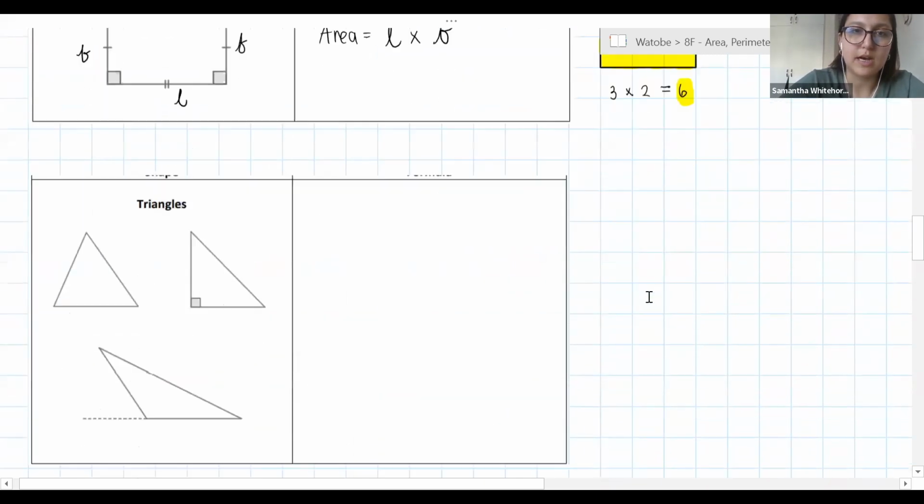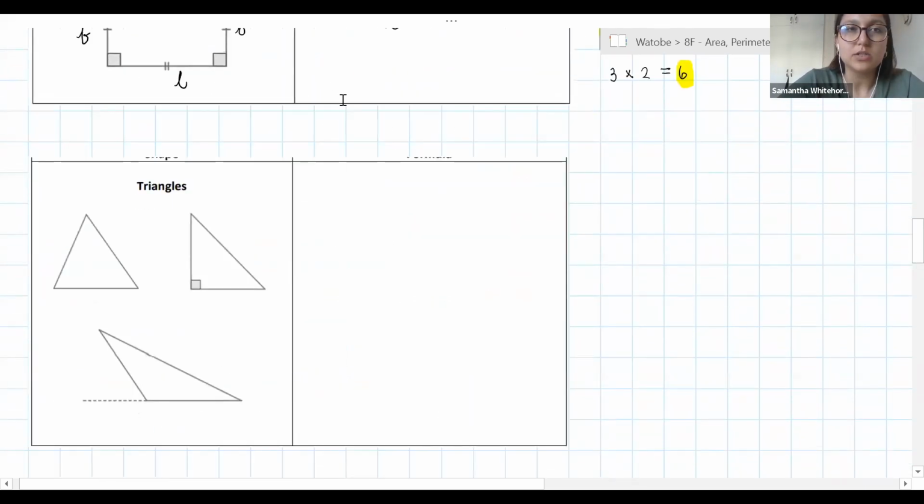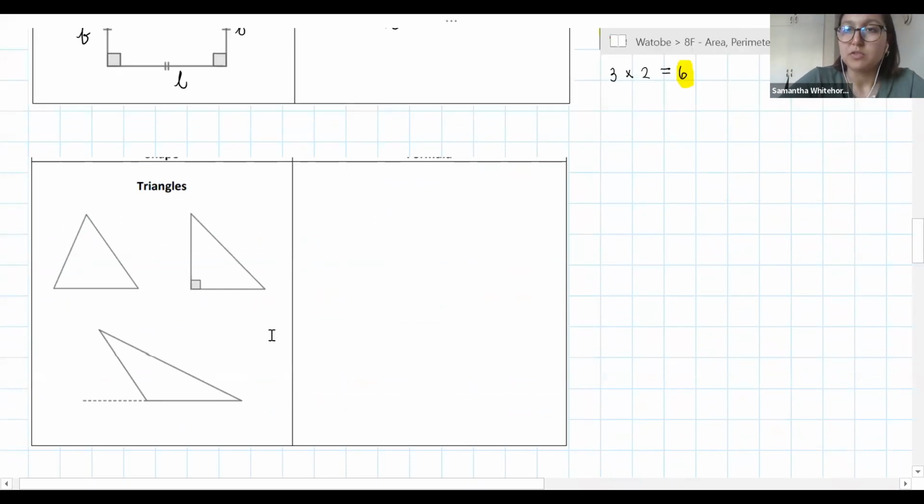Alrighty, so that's our rectangles and squares. Those are the nice easy ones. Triangles and circles, a little bit more tricky. Now I've got a whole bunch of triangles here, mostly because these are all the different types of triangles we could expose you to.